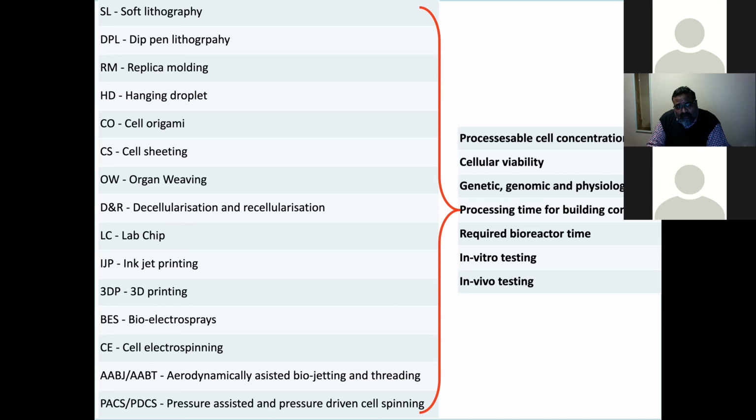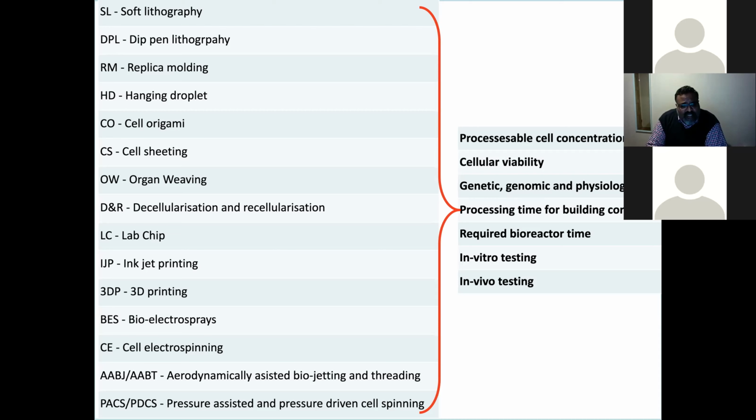So I don't know, they're using various approaches in hanging drop technologies to build these spheroids, or what do they call them? They refer to them as organoids now. I don't know how they check their viability. In my opinion, I'm a bit skeptical about that. There are other approaches like cell sheeting and organ weaving, which are also available, but unfortunately those as well have various issues with it. So moving down, I've spoken to you about decellularization and recellularization.